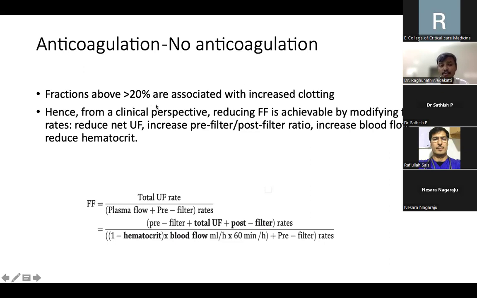Blood clotting, as I mentioned, increases when the filtration fraction is more than 20%. So reduce the filtration fraction to less than 20% by increasing the flow rate, reducing the net ultrafiltration, increasing the pre-filter and post-filter ratio, increasing the blood flow, and reducing hematocrit. These are the techniques that can be used so that there will not be any coagulation. Because of this formula, filtration fraction is inversely dependent on the hematocrit. So if you reduce the hematocrit, the filtration fraction will be reduced. Also, you have to reduce the ultrafiltration rate, and blood flow should be increased here to reduce it.